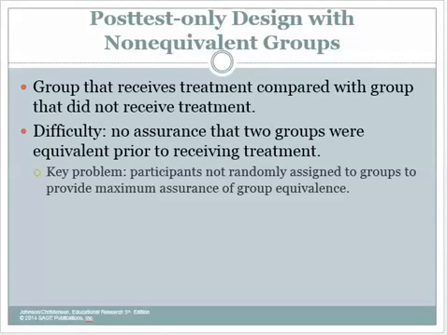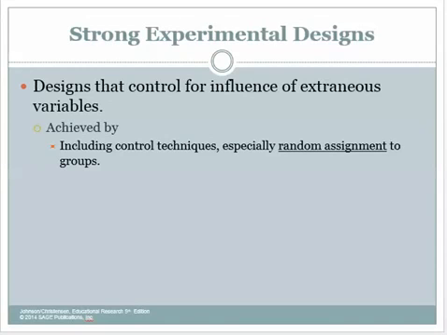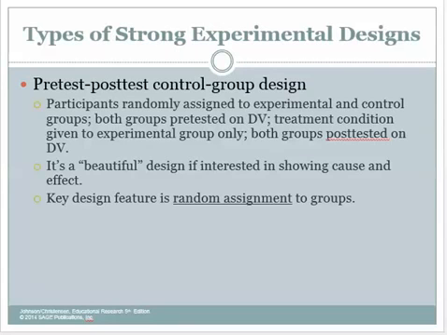Smith's class that is showing up as a significant result. Okay, so strong experimental designs are when I use random assignments so I control for those extraneous variables. And so here's a really strong design.